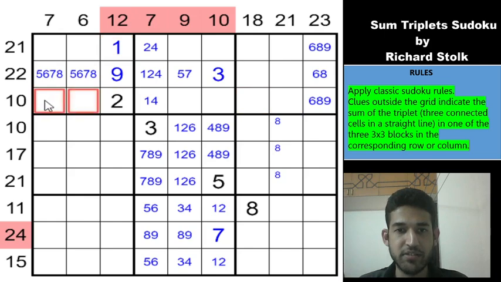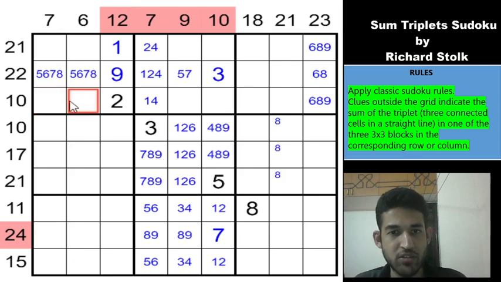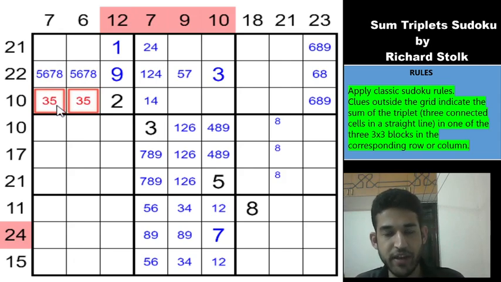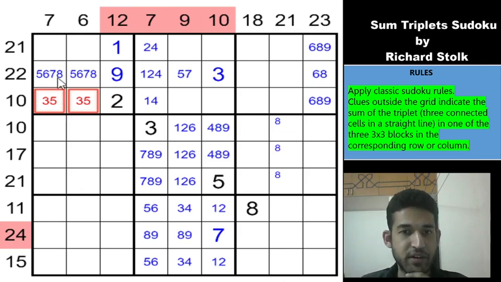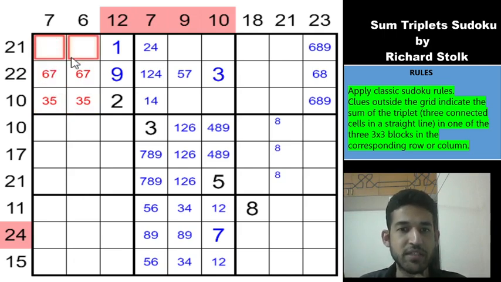Because 1 is here, these two cells will be 3, 5, right? Let us go with the possibility, guys. So let us see what happens if this is 3, 5. If I have a 3, 5 here, this becomes 6, 7, right? 5 and 8 would be eliminated and this becomes a 4 and a 9.